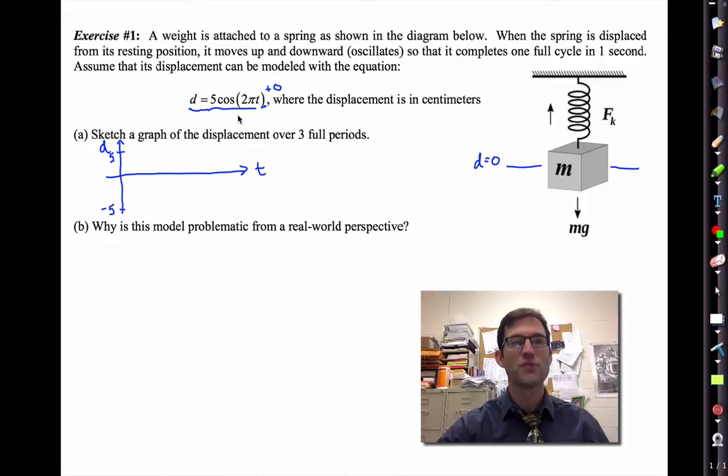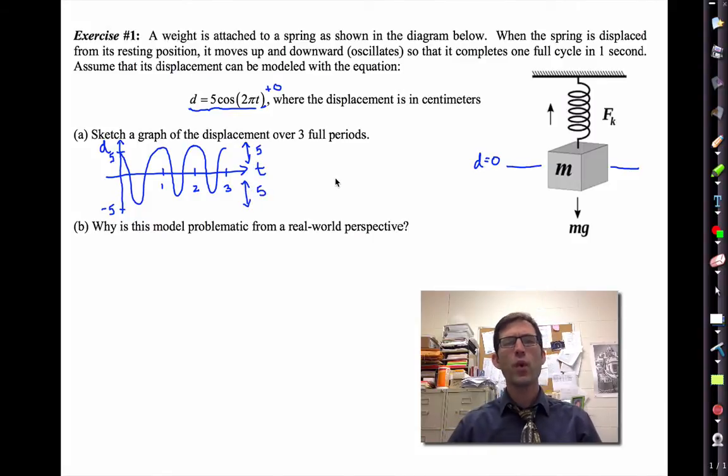There's been no vertical shift to this function. It's a cosine curve, so we know it starts at the maximum. We also know that it completes one full cycle in 1 second, which we could figure out using the frequency and the period. At the end of the day, it's going to look something like this. There's one full cycle, another full cycle, and another full cycle. And what should have been true is that our amplitude stayed at 5 the entire time.